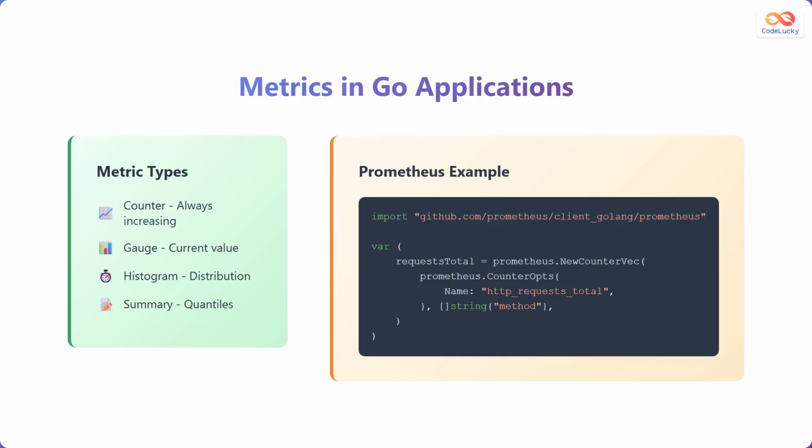The example shows how to create a counter metric using the Prometheus client library. We import the Prometheus package and define a counter vector that tracks HTTP requests total with labels for different HTTP methods. This allows us to count requests separately for GET, POST, PUT, and other HTTP methods.